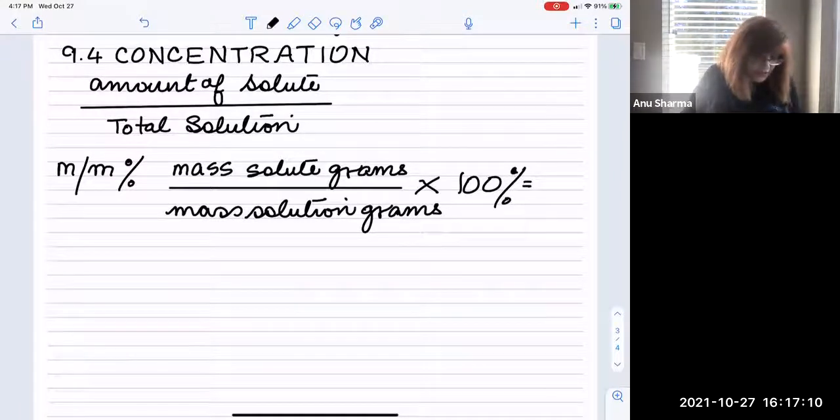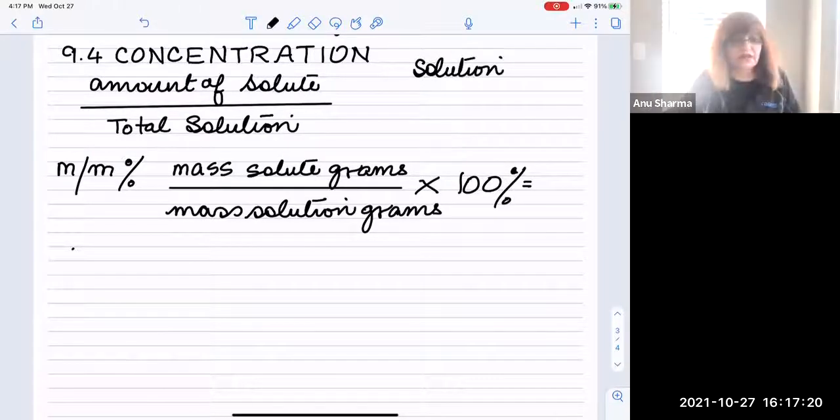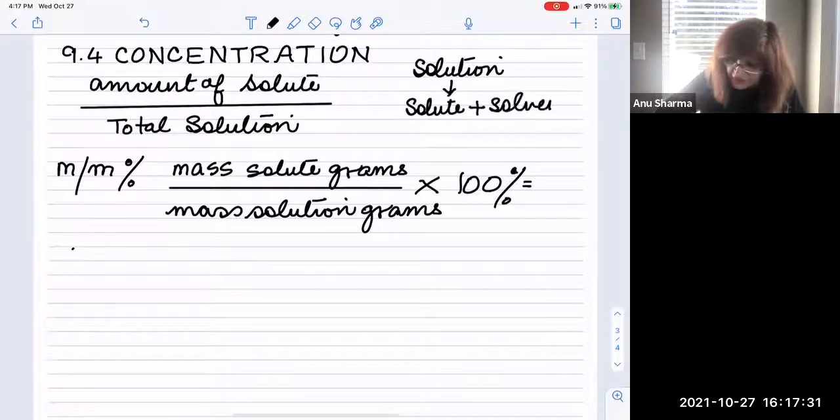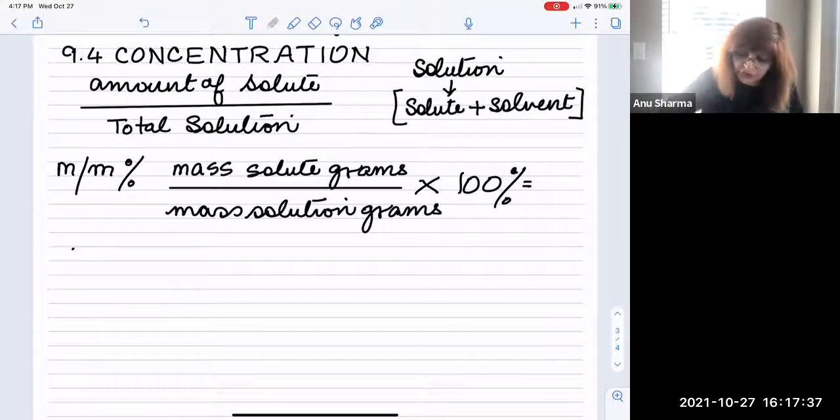So let's look at one example here. When we talk about the solution, just remember that the solution, whether it is mass or volume, is basically made up of the amount of solute plus the amount of solvent. So solute plus solvent is the solution. Just make sure that the units are the same for both.